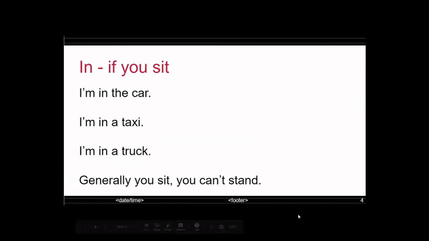But in, generally, you can look at it as if you sit in something. So I'm in the car, because you can't really stand up in a car. I'm in a taxi, I'm in a truck. So generally, you sit, you can't stand. This is one way to look at how to use the preposition in with modes of transport.